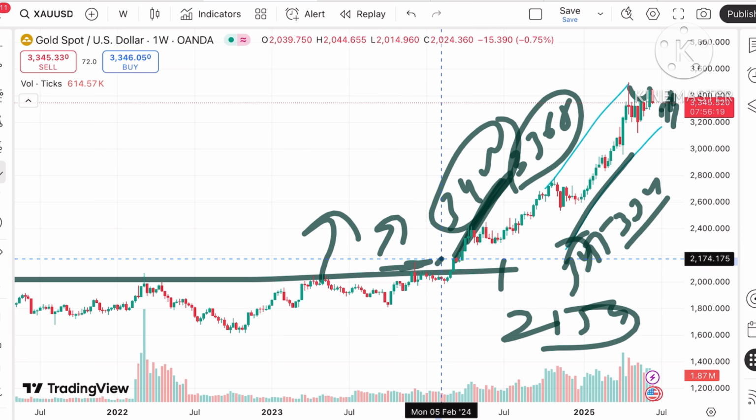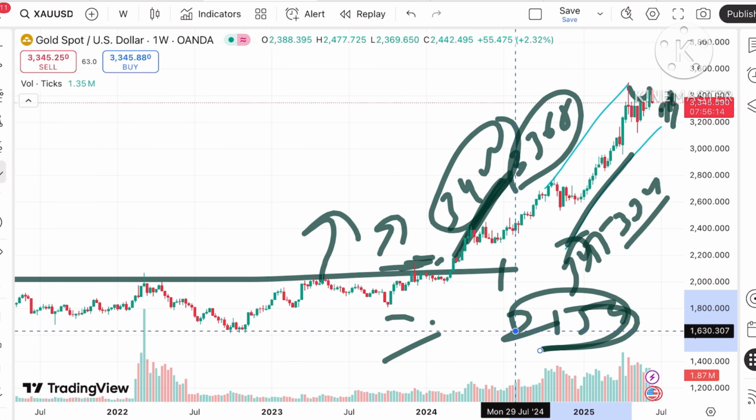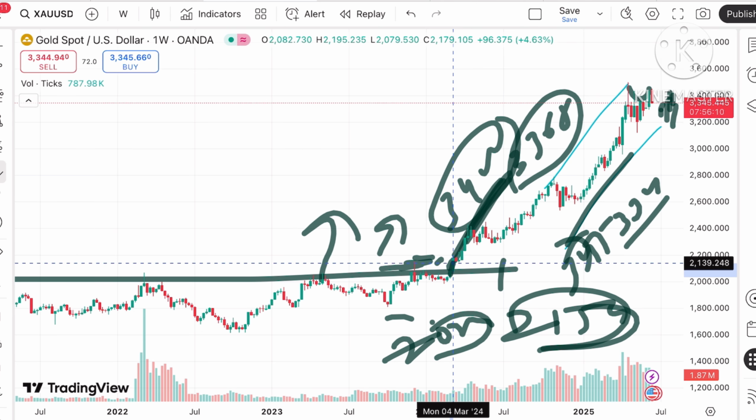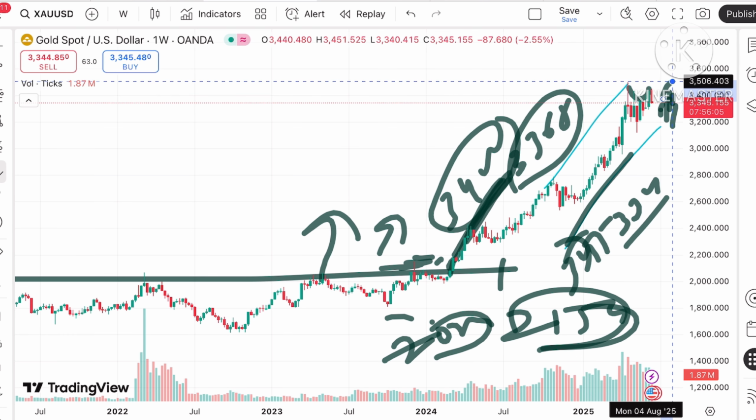Look at this particular chart. After the price moved above a level of 2159, there is a continuous upside we have seen, and this is from March of 2024. That means in 1 year the price has doubled, to a level of around 3506, you can say.